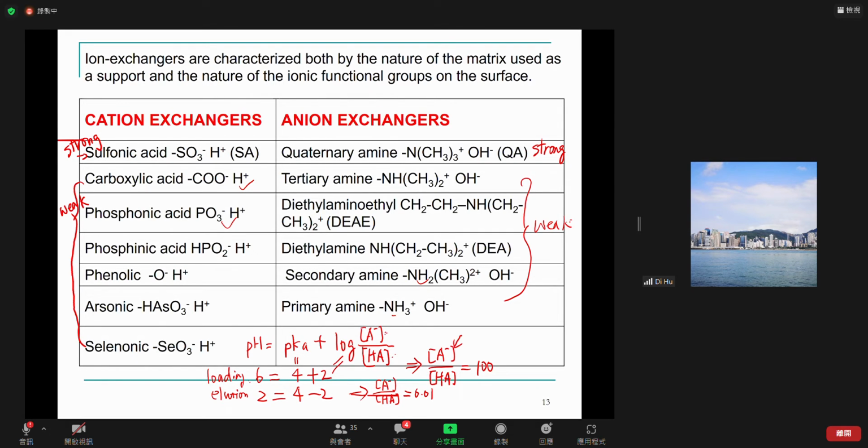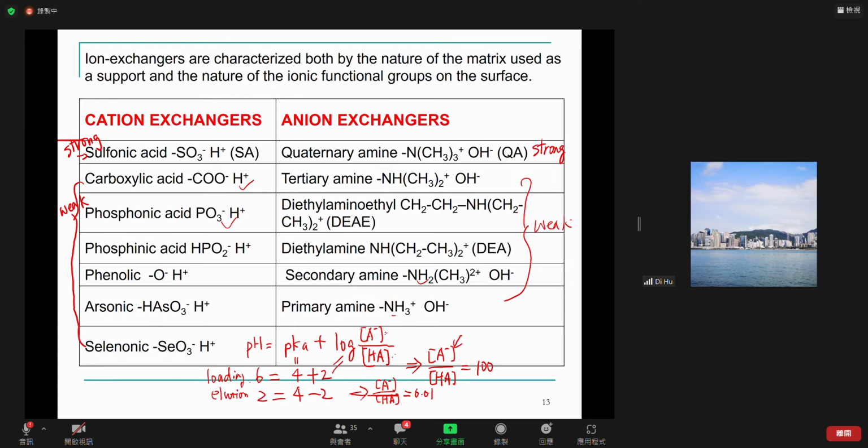Okay, the weak one. So they need to be at acidic condition to make them charged, right? And then basic condition for elution. Okay, very good. So that is the concept for that. So now let's come to the matrix.